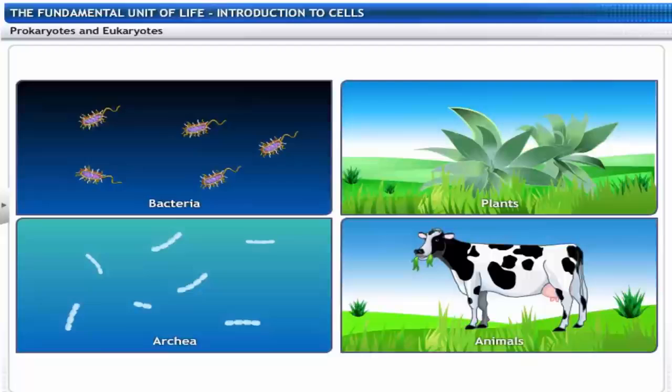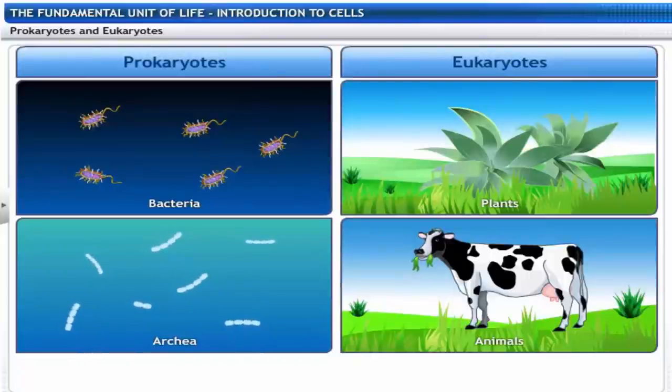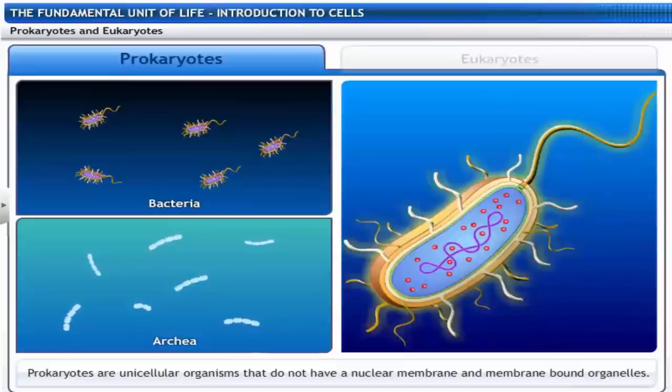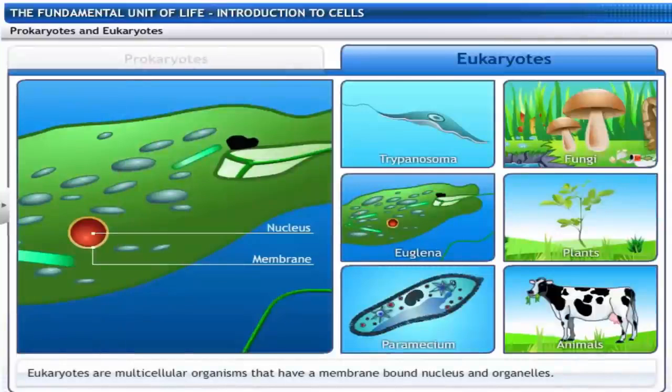Living organisms are also classified as prokaryotes and eukaryotes based on the organization of cellular structure. Prokaryotes are unicellular organisms that do not have a nuclear membrane and membrane-bound organelles. For example, bacteria and archaea. Eukaryotes are characterized by membrane-bound nucleus and organelles.